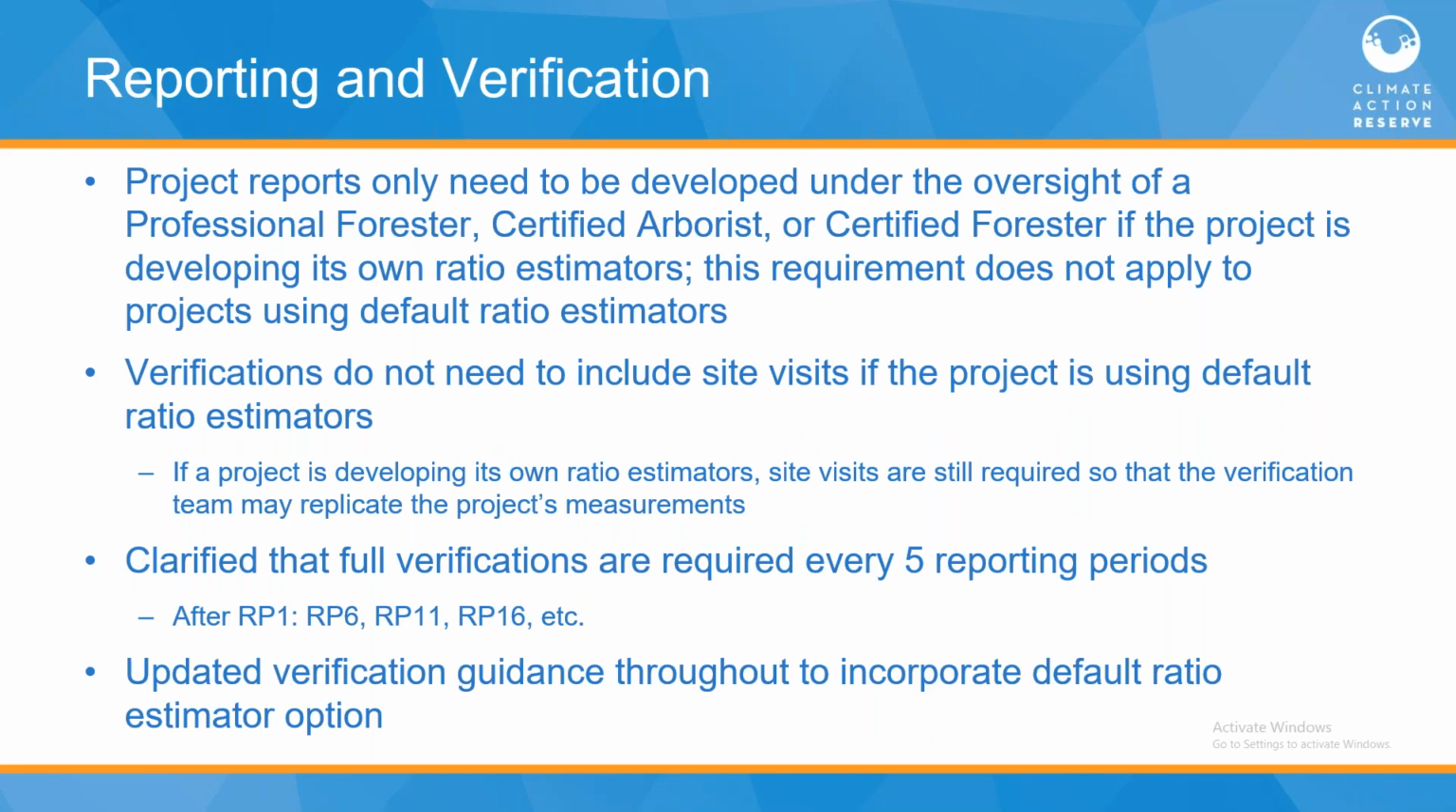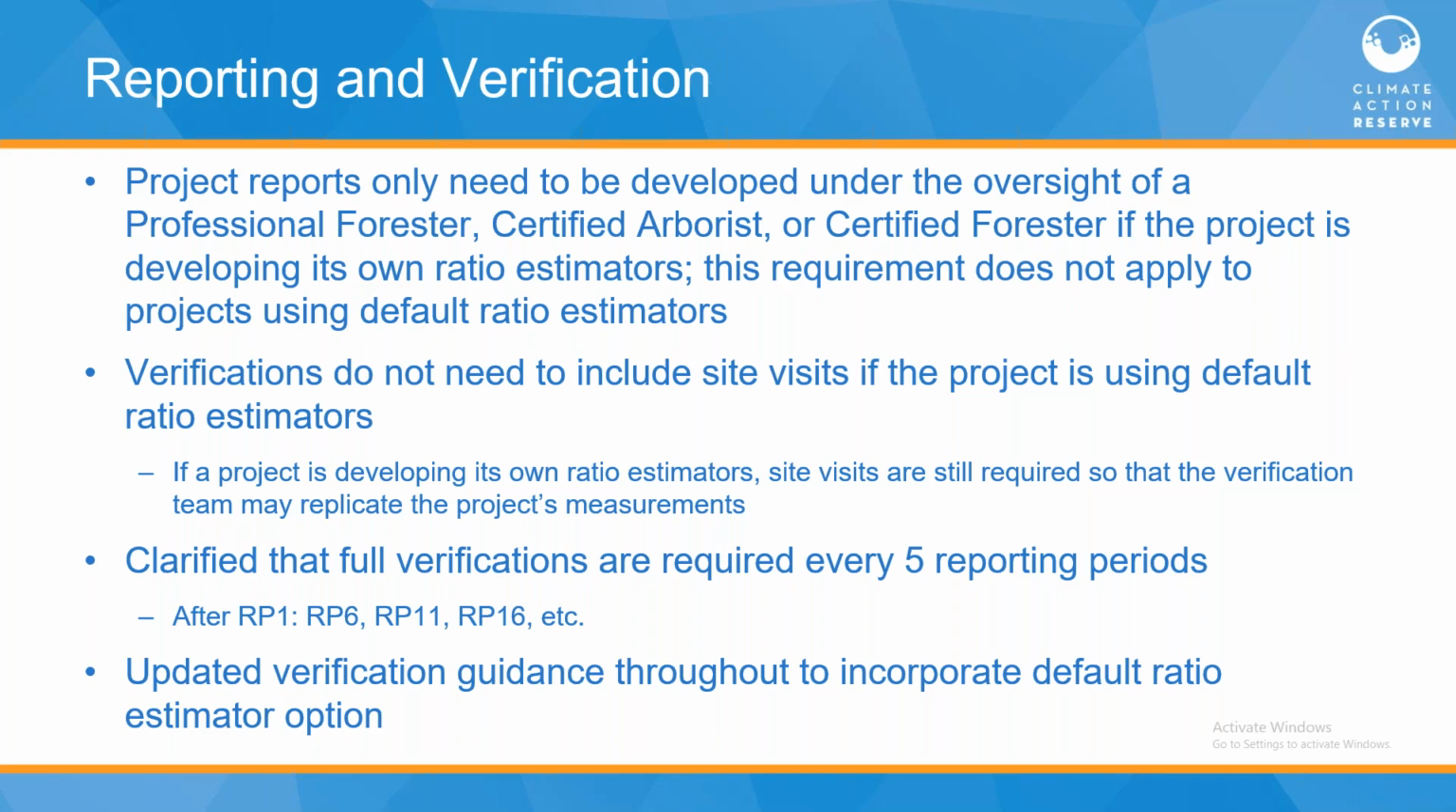So to get a little bit into the reporting and verification side, on the reporting side, we previously required that all project reports be submitted under the oversight of a professional forester, a certified arborist, or a certified forester. We still do require this if the project is conducting an inventory and developing its own ratio estimators. However, we're not applying this requirement in the case of a project using the default ratio estimators, as those values have already been peer reviewed and we're confident in them.